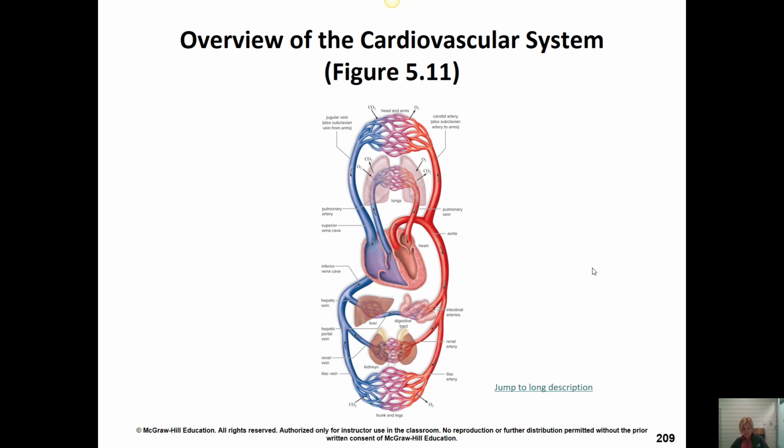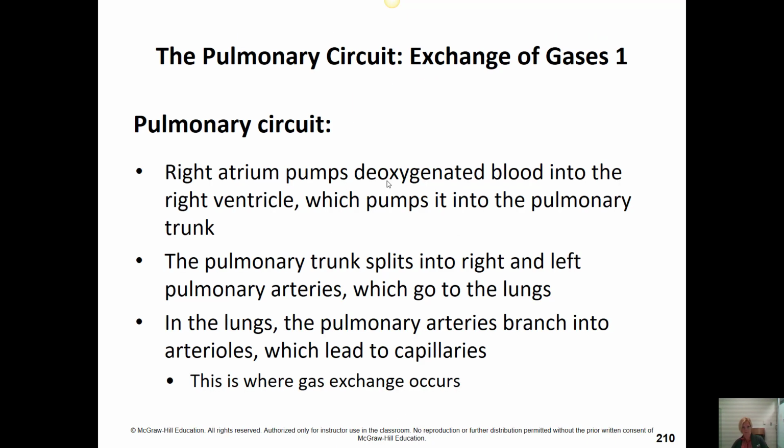So again, looking at the different circuits, it's important to understand that the pulmonary circuit is just to and from the lungs, and the systemic circuit is going to and from the rest of the body.